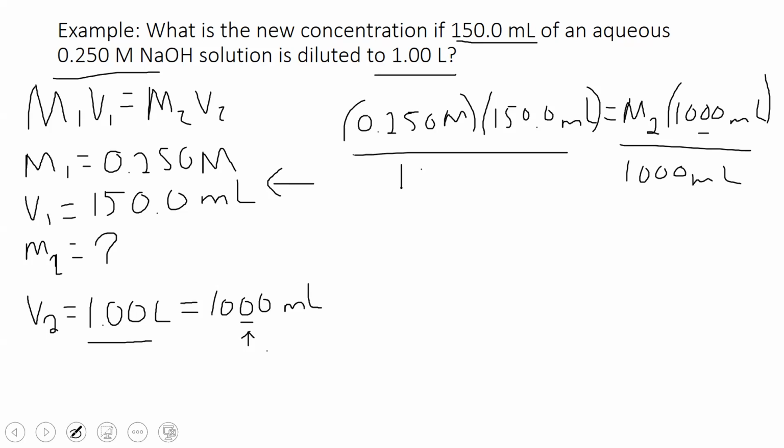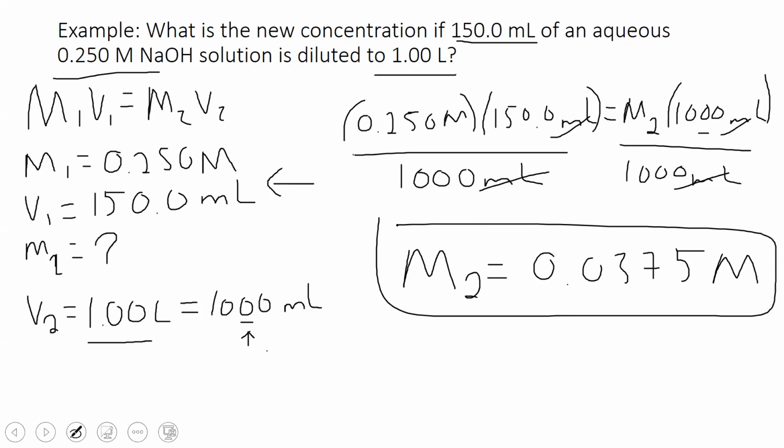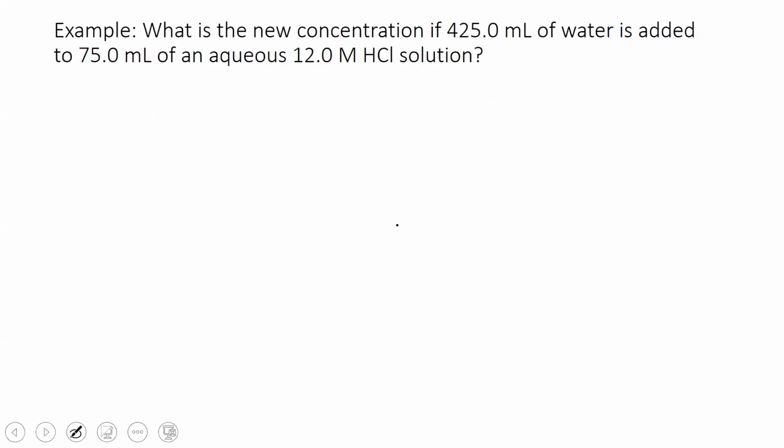milliliters. You plug this into your calculator and you wind up with a value of 0.0375. Don't forget your units, molar, because the milliliters here cancel out with the milliliters there. As long as you're in the same volume units, you're fine. And then you've got your calculated answer. So that's one way a dilution can be asked.